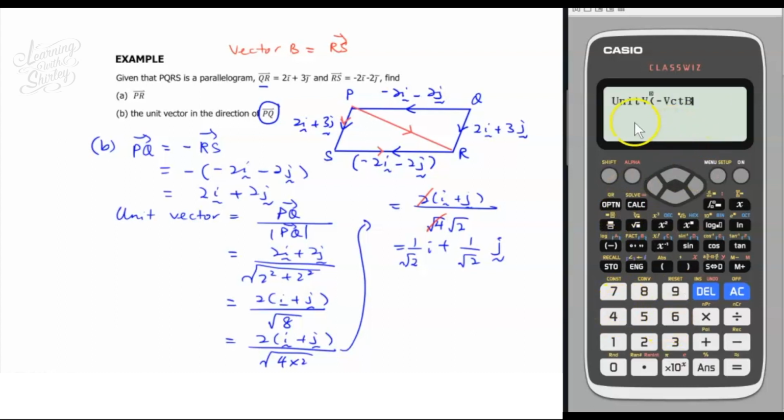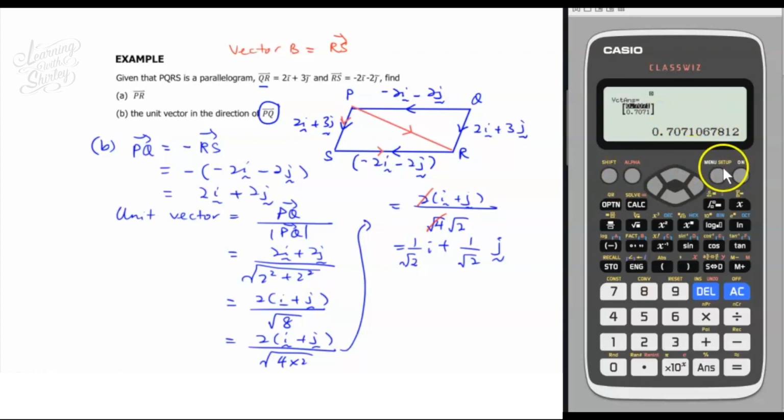Option, vector B is number 4. Can you see or not? Unit vector of negative vector B. So you press equals, then you get 0.7071 for the top and bottom. Which means the coefficient for i is 0.7071, and the coefficient for j is also 0.7071, which is 1 over root 2. Let's double confirm whether 1 over root 2 is 0.7071.